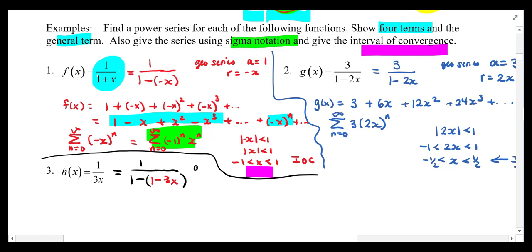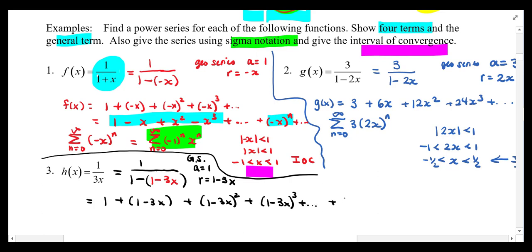So knowing this, what you've said here is this is a geometric series. A equals 1, and now my ratio is 1 minus 3x. Okay? So now to get the first four terms, a is 1. The next term is 1 minus 3x. The next one after that is 1 minus 3x all squared. And the fourth one, I should say, is 1 minus 3x cubed. And so on and so forth. The general term is 1 minus 3x to the power of n.